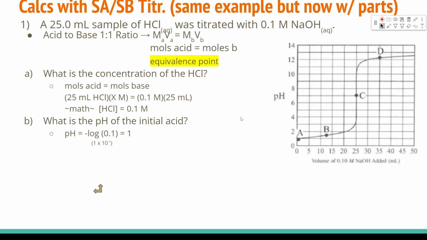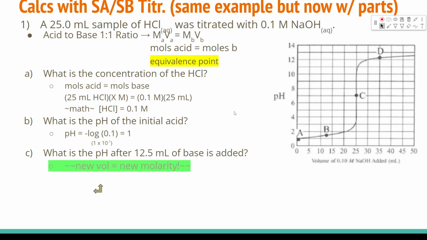Okay, cool. All right. What's the pH after 12.5 mils is added? So if we start at the initial, I'm adding 12.5 mils of the base. And so on this graph, I can see I'm here-ish. Maybe I'm at B, maybe I'm a little less, I don't know. And so we can calculate the pH of that situation. Now, if I didn't have this graph, you should still be able to calculate stuff. Maybe not this part, but you could calculate other stuff depending on what is given to you.